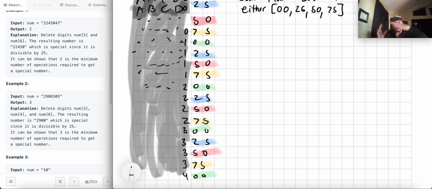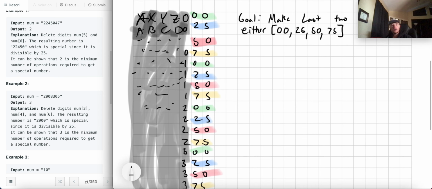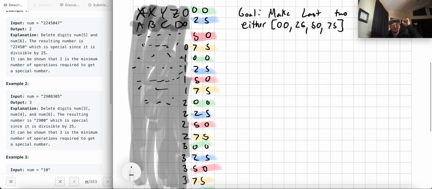Right, so I've just greatly decreased the possibilities, right? Because right before we were thinking about all the infinite number of things that are divisible by 25. But now it's really just 0, 25, 50, 75. That's it. We don't need to think about anything else. As long as we can make the last two digits either 0, 25, 50, or 75, we'll be good to go.